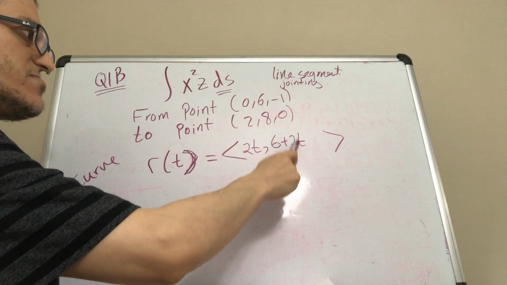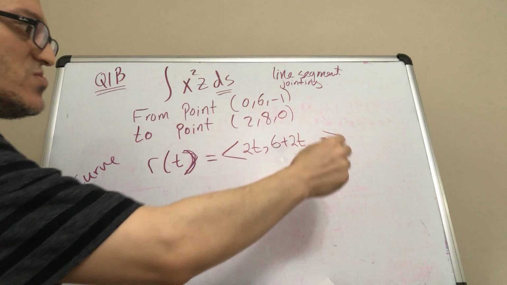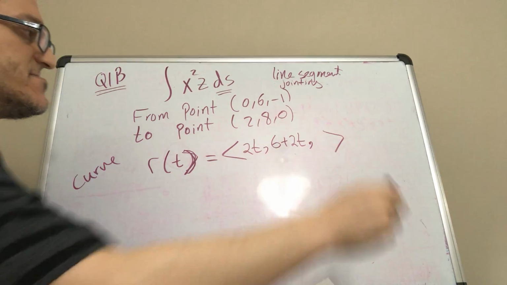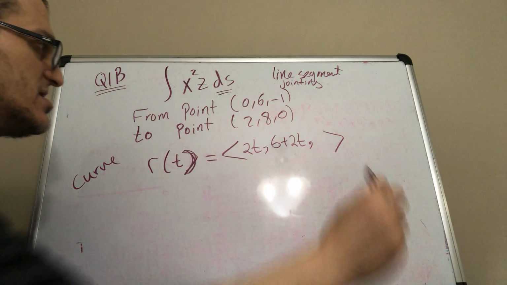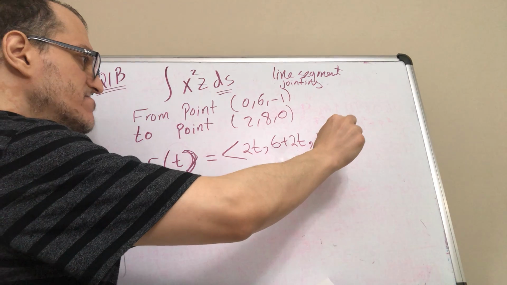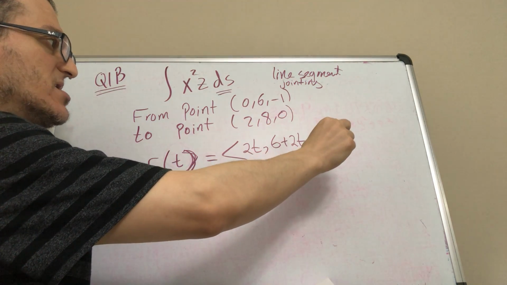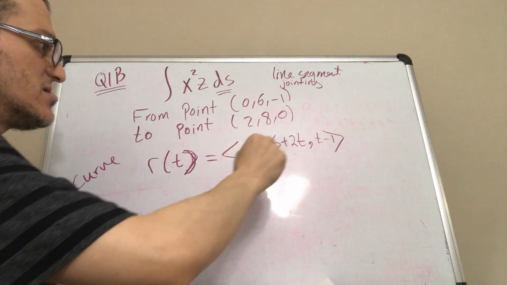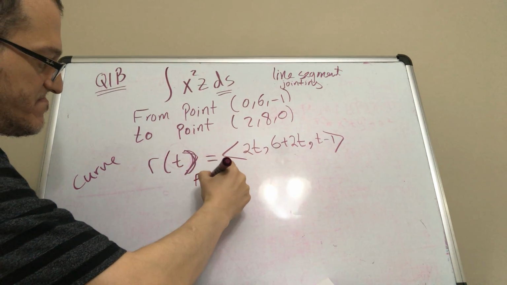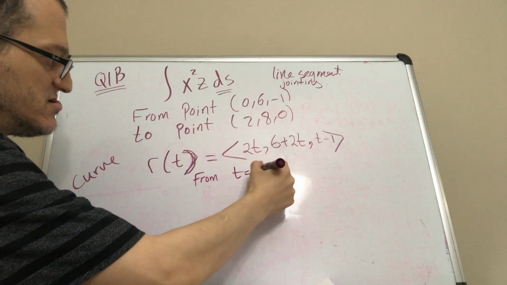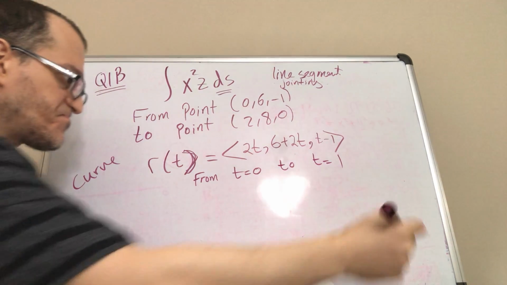Now plug 0 gives you 6. Plug 1 gives you 8. It works. The last one, t minus 1. If I try t minus 1, plug 0, minus 1. Plug 1, 0. So this could be the curve from t 0 to t 1.